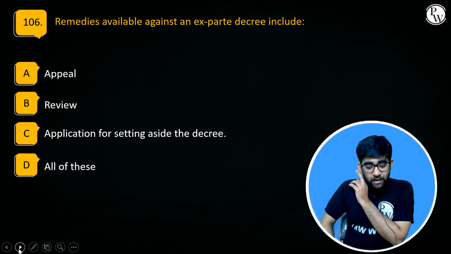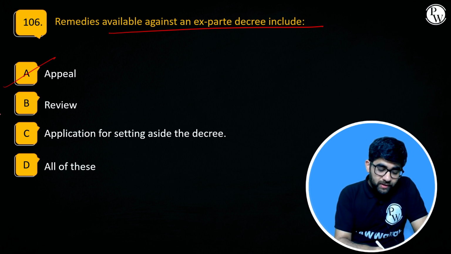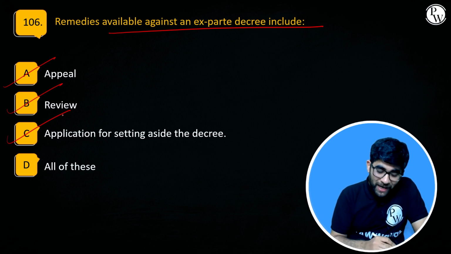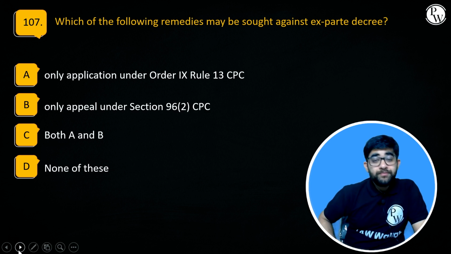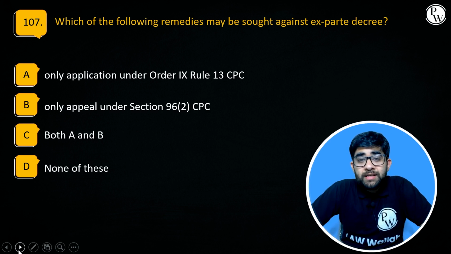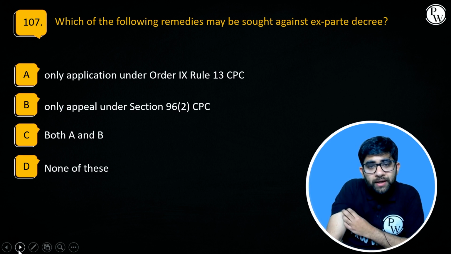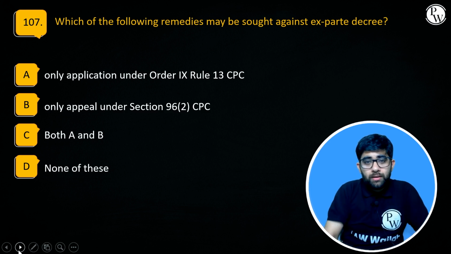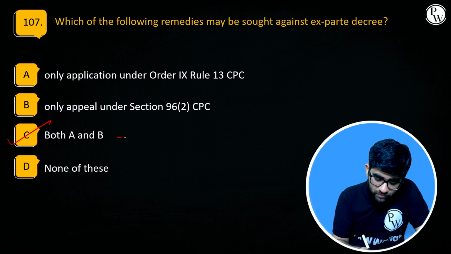Remedies available against an ex parte decree include all three: appeal, review, and application for setting aside. So the answer is all of these. Which of the following remedies may be sought against an ex parte decree? Only an application under Order 9 Rule 13, only an appeal under Section 96 Clause 2, or both A and B? Both A and B plus review.